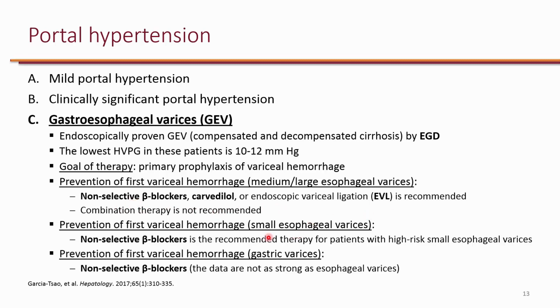For small esophageal varices, again, non-selective beta blockers are recommended if patients have high risk. Carvedilol has not been studied in this patient, so it's not recommended. If you do use beta blockers, what constitutes optimal response is if HVPG is reduced to less than or equal to 12 millimeters of mercury, or if you decrease HVPG by at least 20% from baseline. Although we do monitor heart rate, it does not correlate with changes in HVPG, but we monitor it for safety.